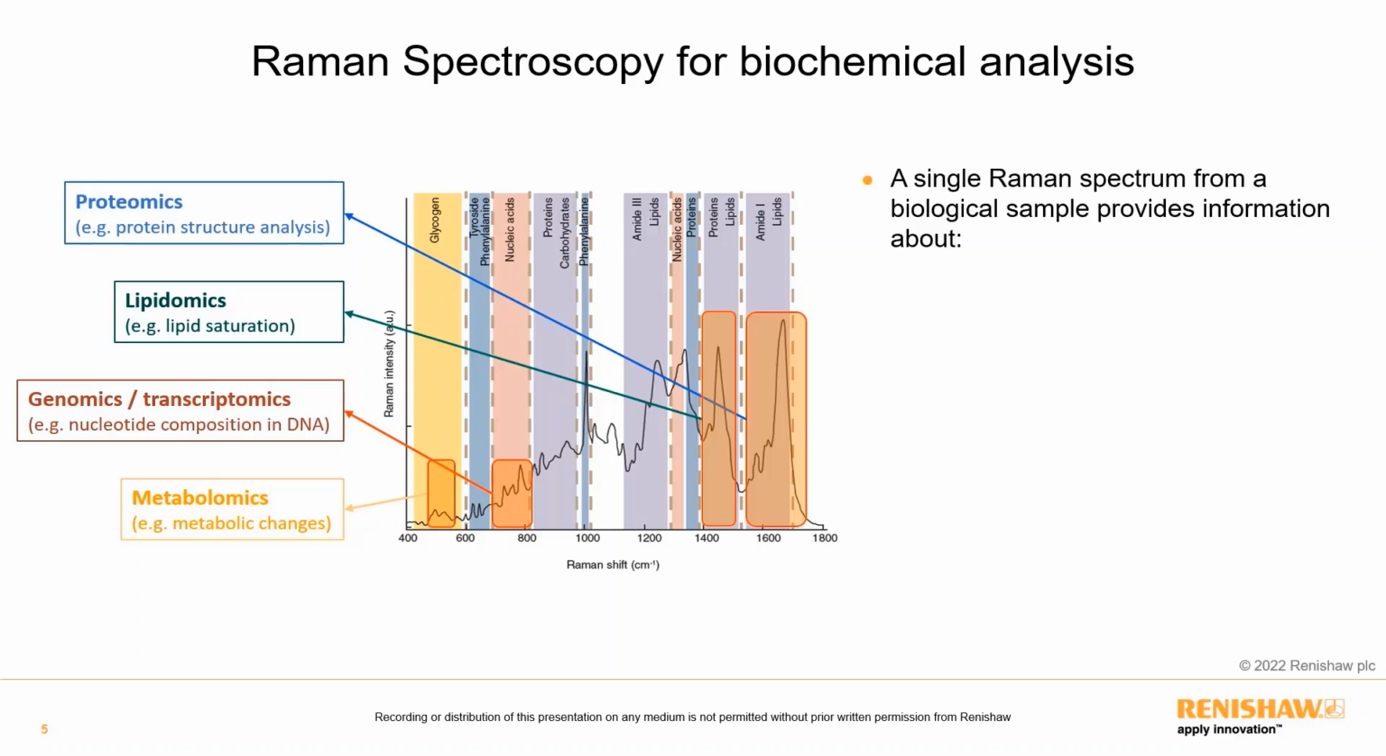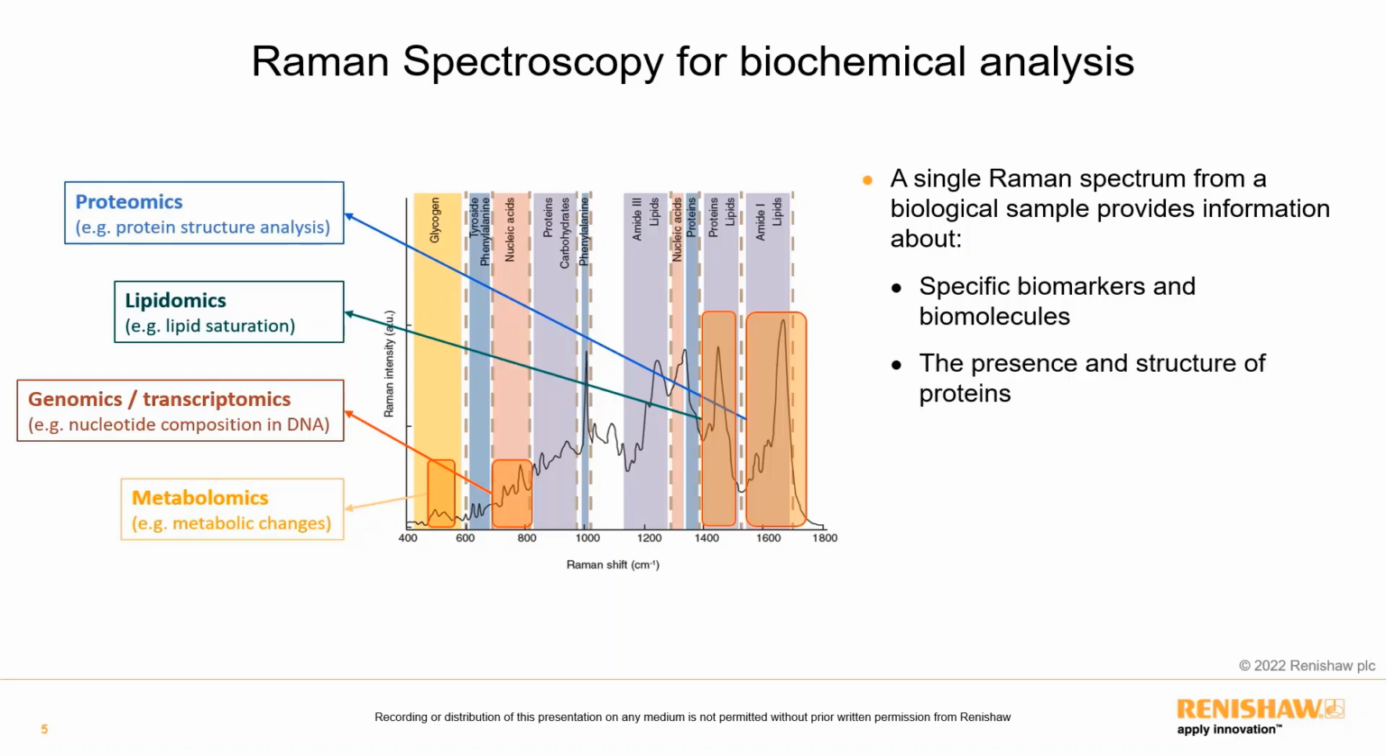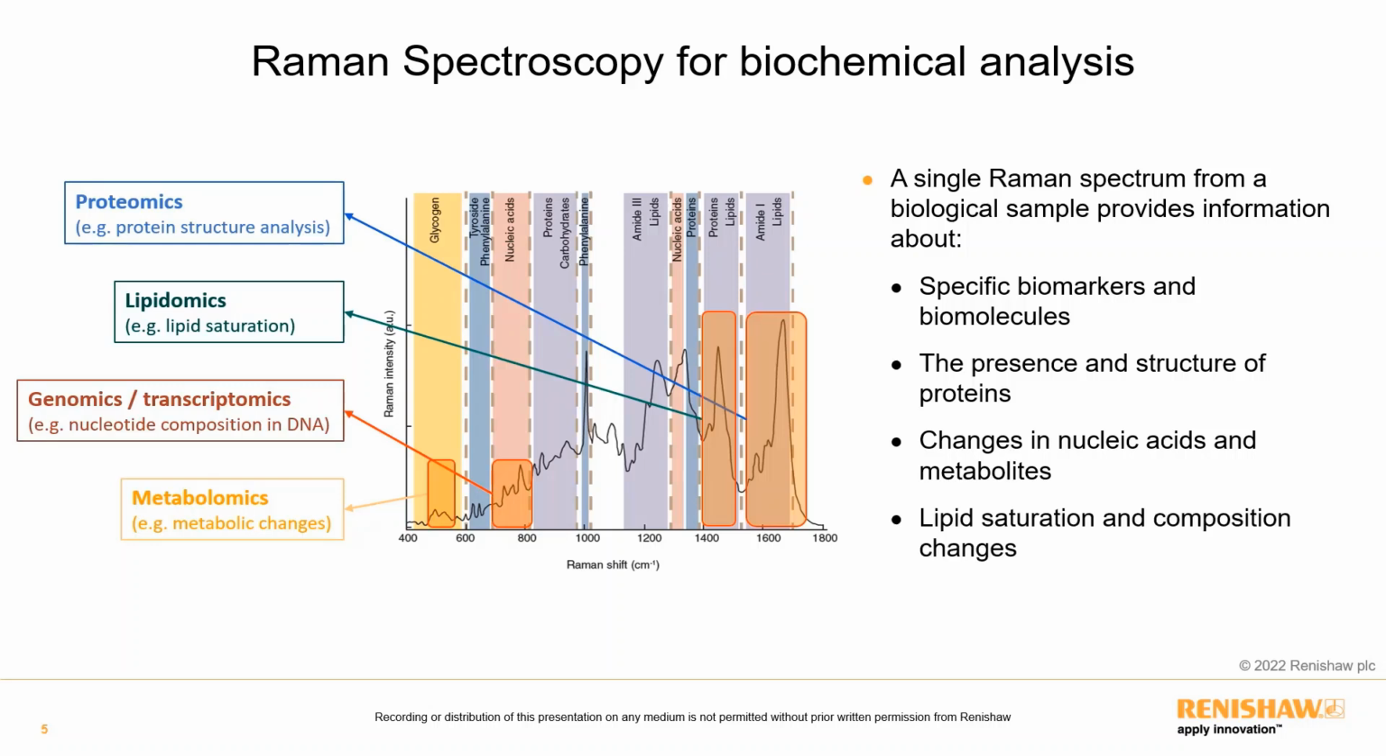Raman spectra can provide lots of different information, such as the presence or absence of specific biomarkers that can allow detection of abnormalities, diseases, and cancers, the presence and structure of proteins, changes in nucleic acid and metabolic studies, and investigation of lipid saturation and composition changes. All of this can provide us with essential information about the state of cells, tissues, and biofluids. We obtain this information by comparing variations in the Raman bands between and within different samples.